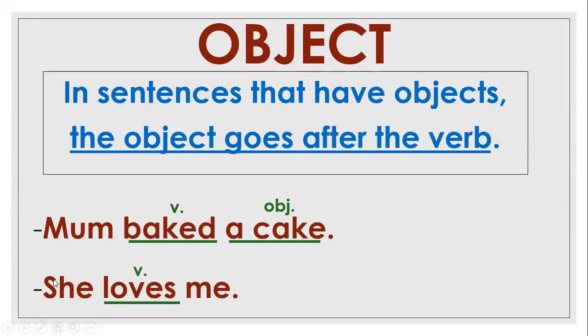Number 2. She loves me. She is the subject, and the main verb in the sentence is loves. Okay, which pronoun is affected by the verb loves? It is me, and it is the object.